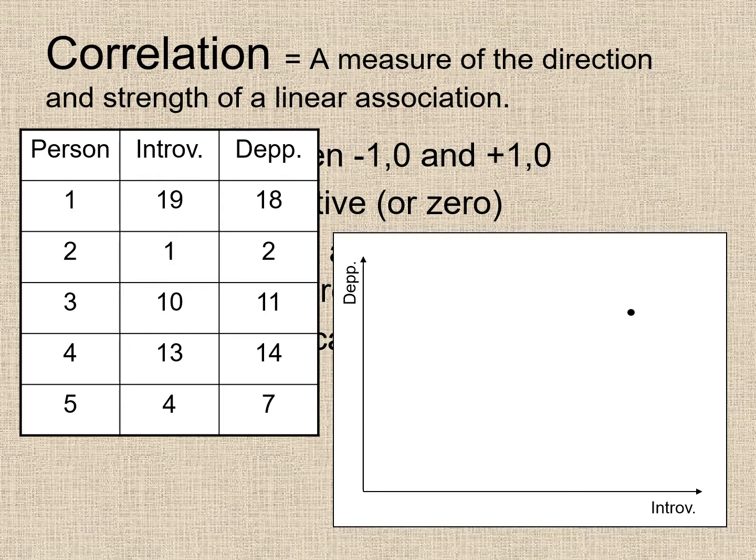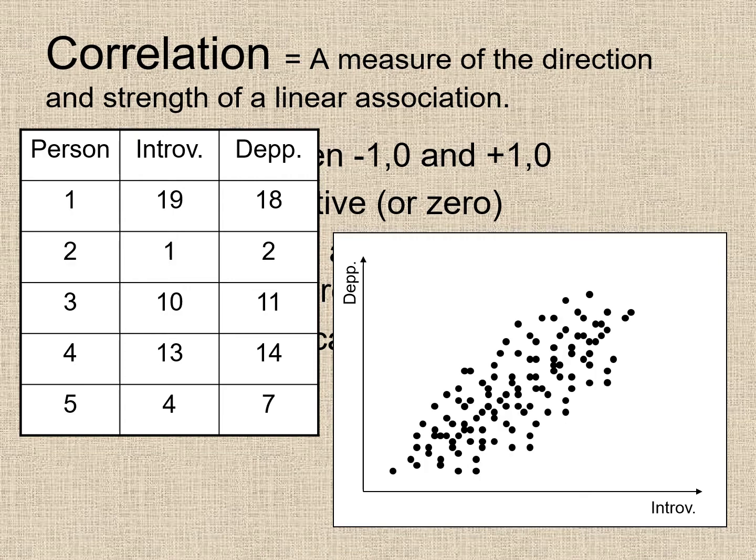And then we take the next person with only 1 in introversion and 2 in depression, and here is a dot for that person, and we do like that for the rest of the persons. And let's imagine we have more than 5 persons, so we get a scatter plot like this, with introversion on the x-axis and depression on the y-axis. So what we have here is what we call a positive association.